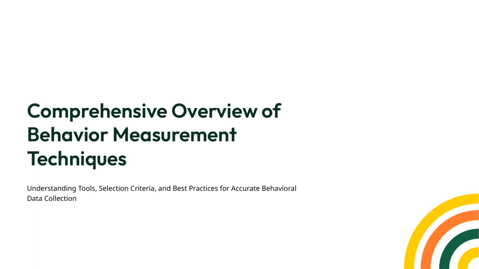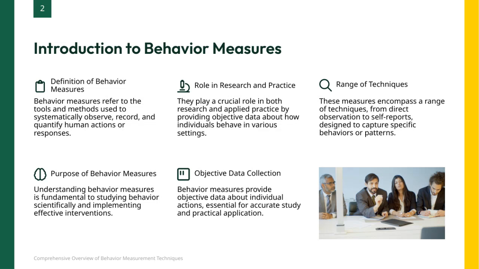Let's dive in. Behavior measures are essentially the tools and methods we use to systematically observe, record, and quantify human actions or responses. They are vital in both research and practical settings because they give us objective data about how people behave in different environments. These measures cover a wide range of techniques, from watching someone directly to using self-reports, all aimed at capturing specific behaviors or patterns. Grasping these measures is key to studying behavior scientifically and developing effective interventions. Most importantly, behavior measures provide objective data on individual actions, which is crucial for accurate analysis and real-world application.